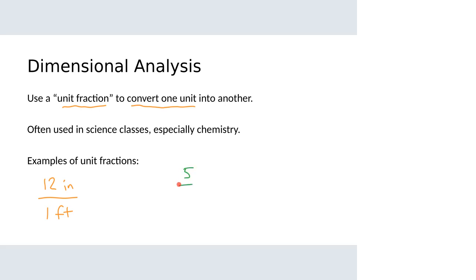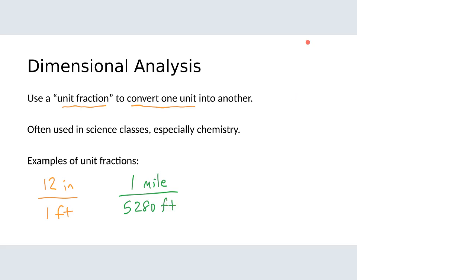And anytime we have a fraction where the top and the bottom are equal to each other, that has a value of 1. If it's 12 over 12, that has a value of 1. Anytime the top and bottom are equal to each other, the value of that fraction is 1. And that's what we've got here with 12 inches over 1 foot. A couple of other examples. We could say that there is 1 mile in 5,280 feet. Those two are the same as each other. 1 mile is 5,280 feet. They have different units, but their value is identical.